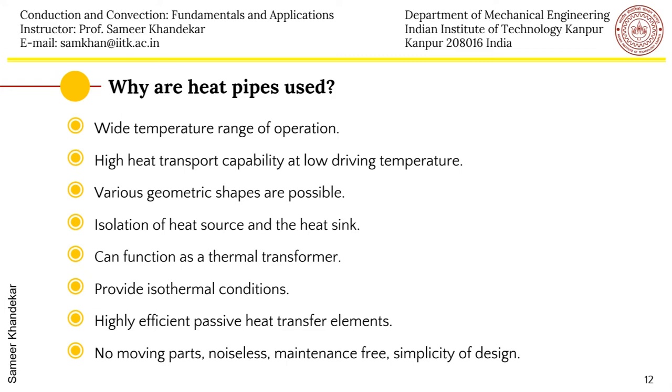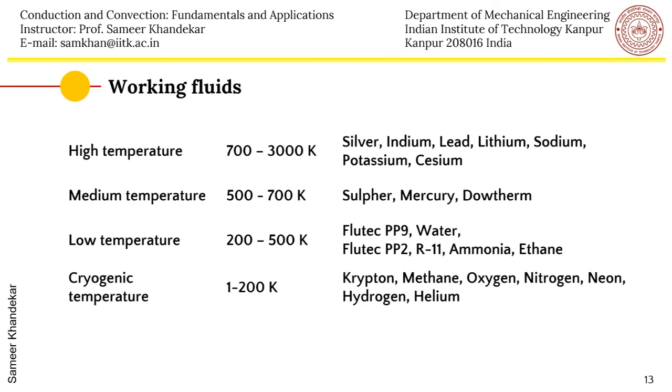Now it depends on what temperature you want to transport the heat. As you can appreciate, heat transfer is always done at a certain delta T depending on the engineering application. So if you have a high temperature requirement, let us say a radiation pyrometer or a standard isothermal high temperature radiation source, you can use silver or lead or sodium, or cesium, potassium, at very high temperatures. In the medium temperature range, we can use sulfur or mercury or Dowtherm for example. At low temperature, one can use Flutec.